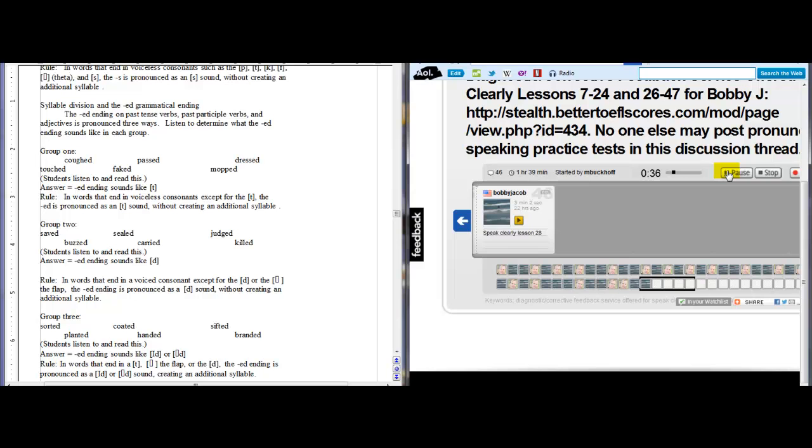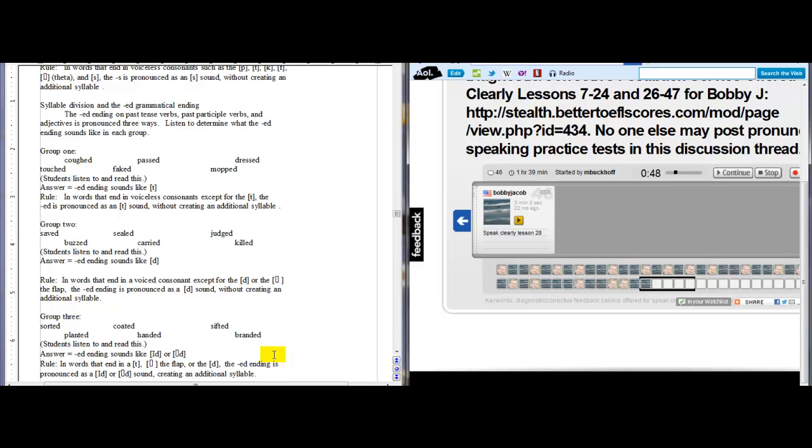Group 2. All right. Saved, sealed, judged, bussed, carried, killed. Okay, you got it. So you're pronouncing all of those as D's. The ED here is pronounced as a D because it comes after voiced consonants. This is the one that people have the most trouble with. And the easy rule to remember is if the ED comes after a T or a D, you have to create a new syllable at the very end.